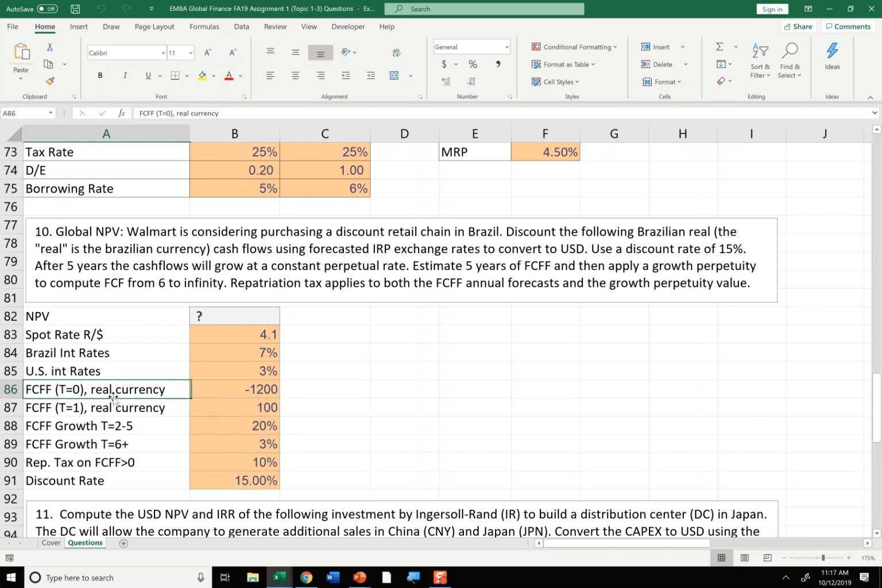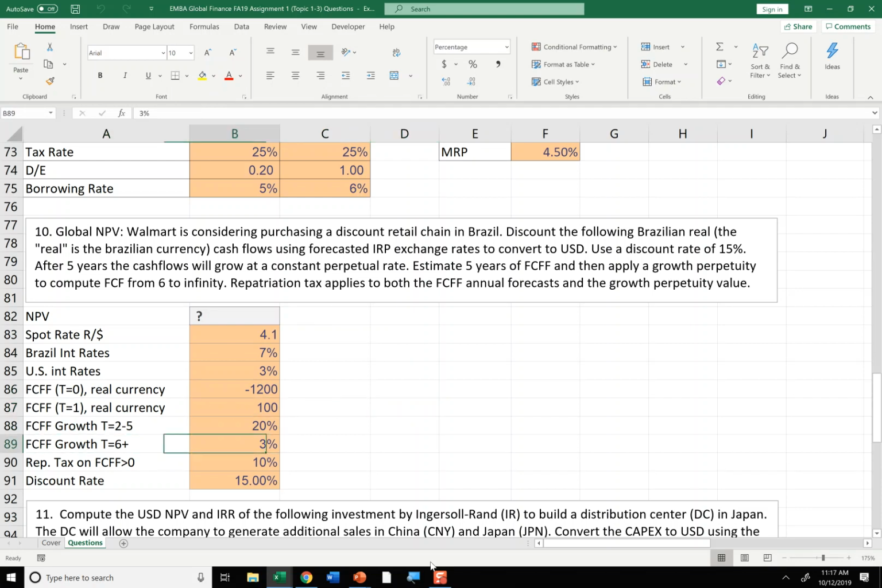So T equals 1. Now it's confusing. I always regret using Brazilian currency because someone's like, "Oh, what's real? Does that mean like nominal?" No, that's actual real currency. And then those cash flows are going to grow at 20% a year. So that's going to go from 100 to 120 to even more, 120 times 1 plus the growth rate.